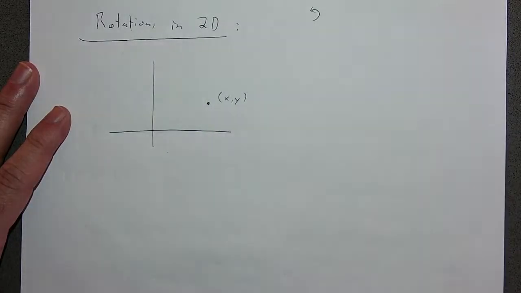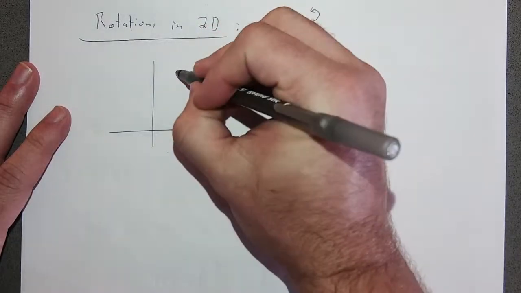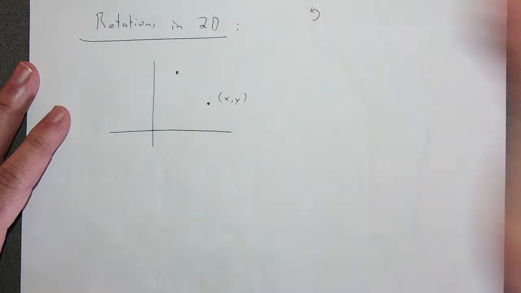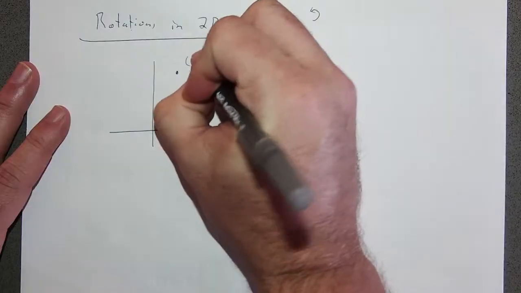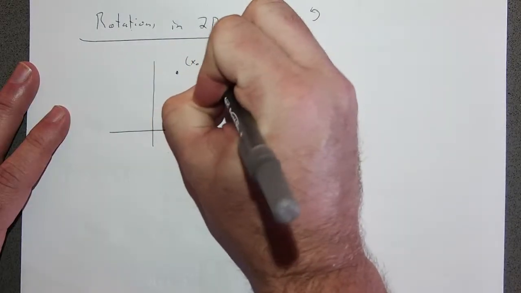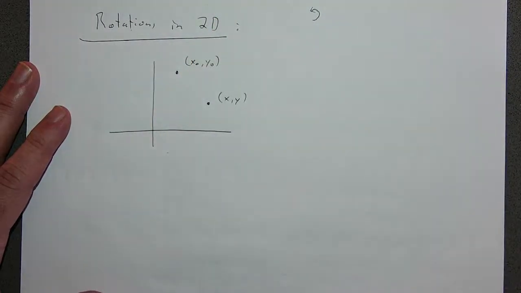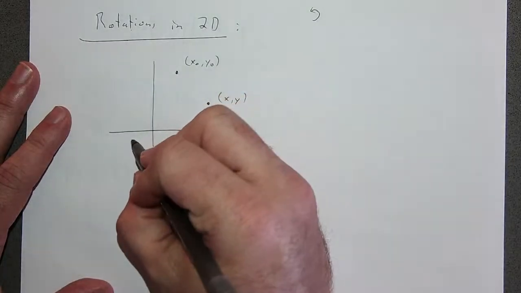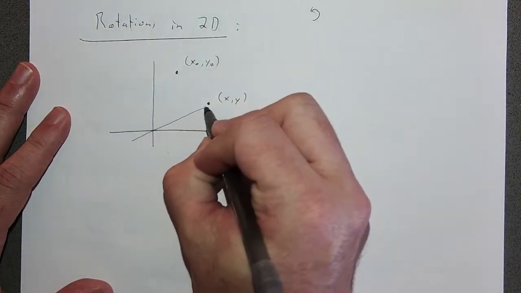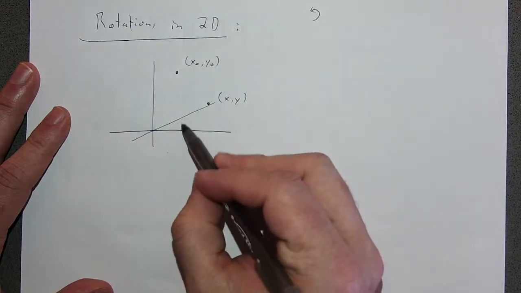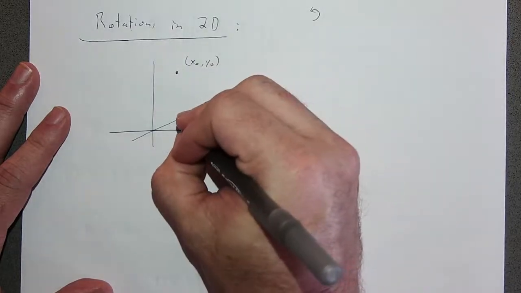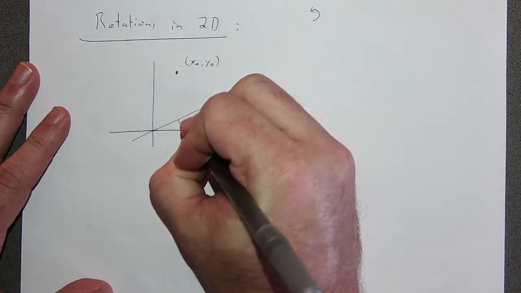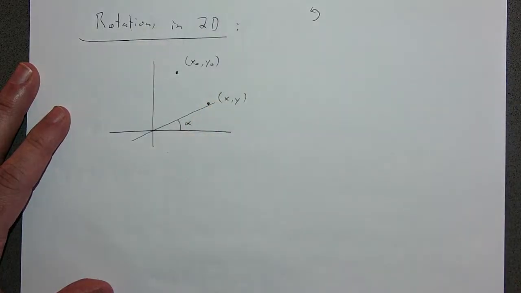So here is our point, and let's say that we want to rotate this point counterclockwise to this point that we'll call x naught, y naught. That's what we want to do. Now, this point, of course, has associated with it an angle measurement measured to the positive x-axis. So we'll call this angle alpha here.